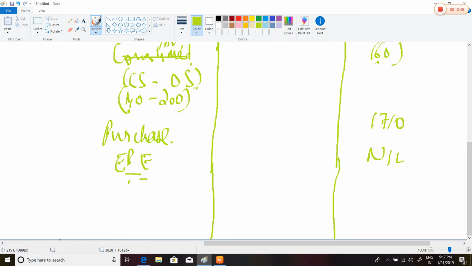Then next, finance cost, any type of interest: no, nil. Then depreciation and amortization expenses. You can calculate the total, 148.